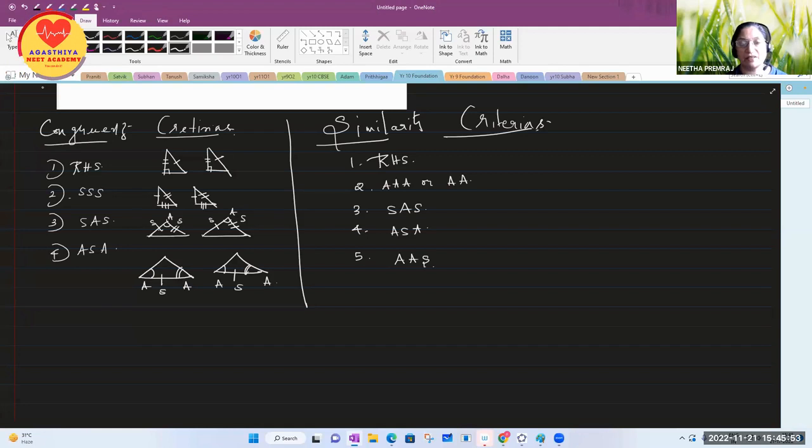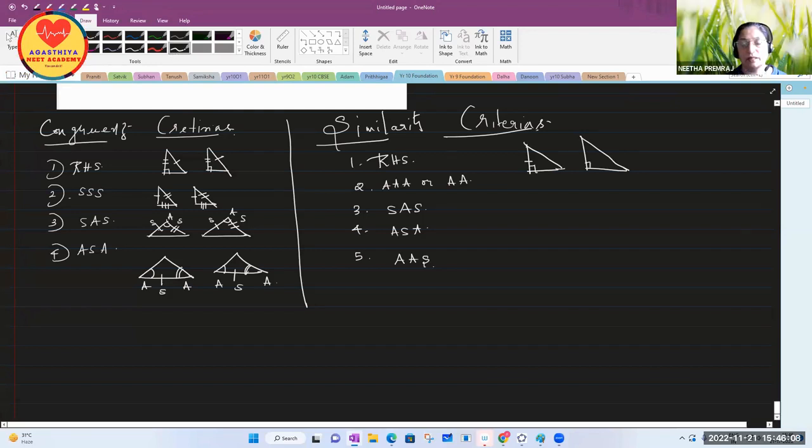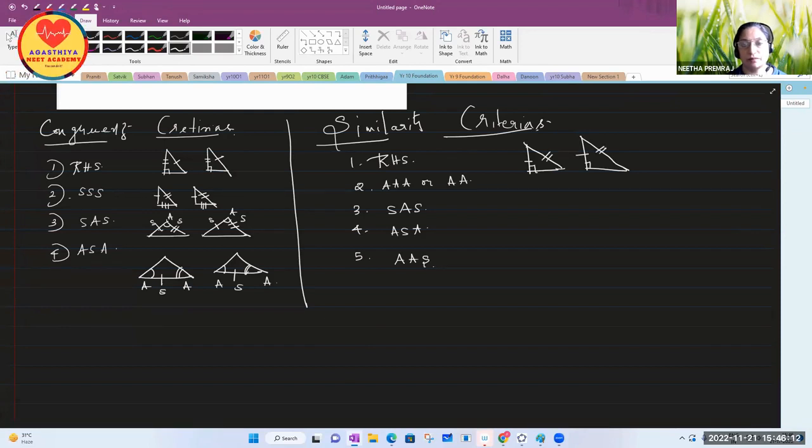So there are 5 criteria for similarity. In the same way, two triangles are there. You draw the figure and show it in the figure. Without drawing, don't do anything. Right angle, hypotenuse, and any one side. And AA.